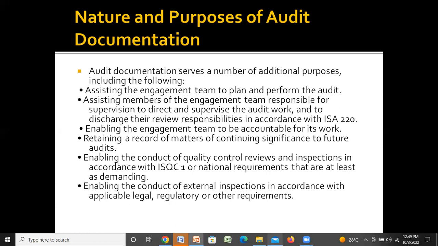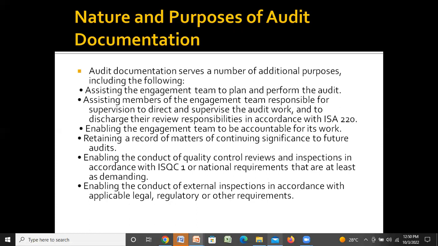Enabling the conduct of quality control reviews and inspections in accordance with ISQC 1 or national requirements that are listed as demanded. So your documentation is also evidence of quality management. So you also want to retain that as evidence to anybody that wants to inquire about your quality management system.